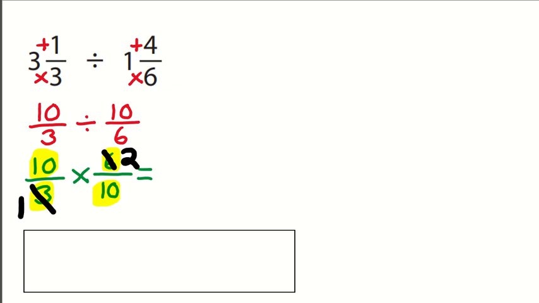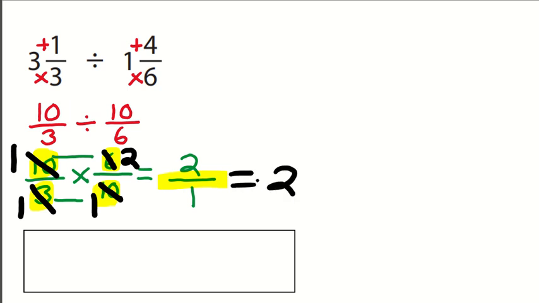What is the biggest number that goes into 10 and 10? Well, we know that would be 10. 10 goes into itself once, and it goes into itself once again. And now we can simply multiply across the top. 1 times 2 is 2, and across the bottom, 1 times 1 is 1. And remember, all fractions are division, so 2 divided by 1 equals 2. And that's our quotient right there.